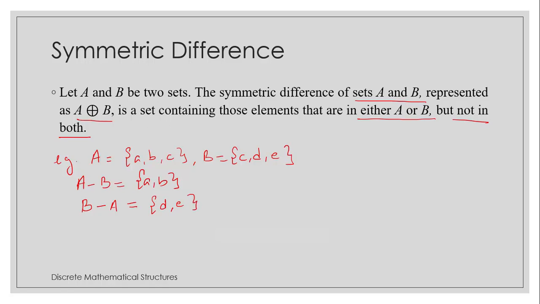Now this contains only those elements which are present in A. This contains only those elements which are present in B. So if I take the union of these two, then I will get elements which are present in either A or B but not in both. So the symmetric difference can be calculated as A minus B union B minus A. So here the answer will be A, B, D and E.